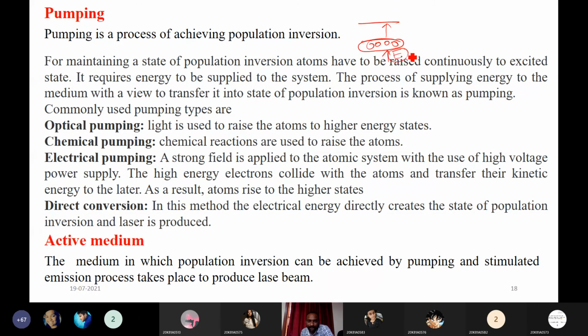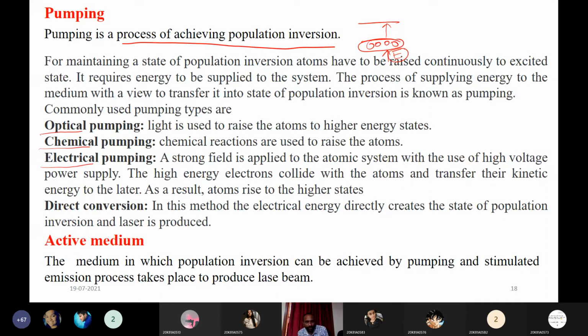This energy we can give in different ways. One is optical pumping, one is chemical pumping, another is electrical pumping. Three pumping schemes are there. So pumping is a simple process for achieving a population inversion. Pumping means nothing but a simple process to achieve population inversion.